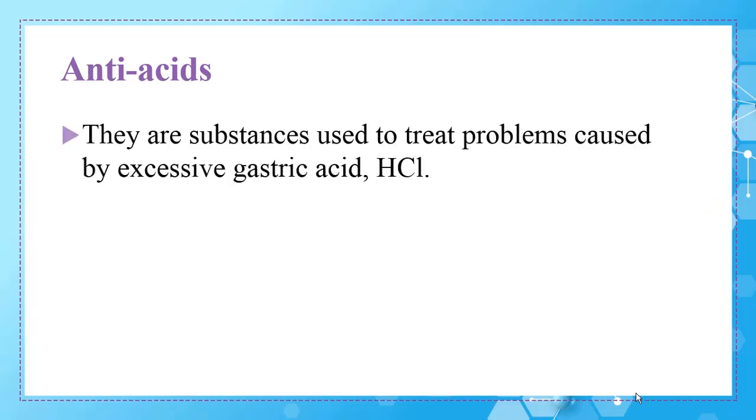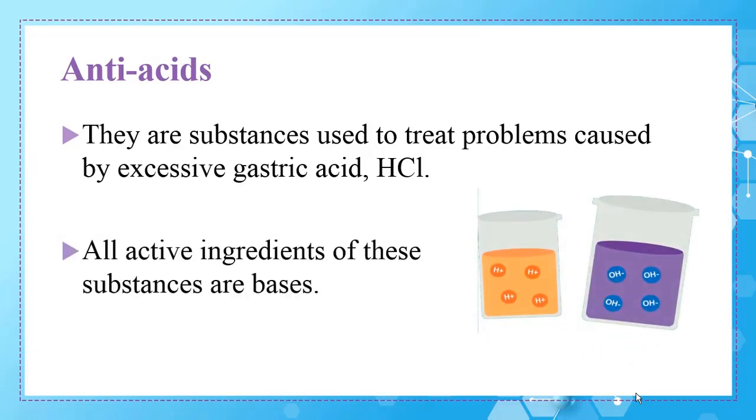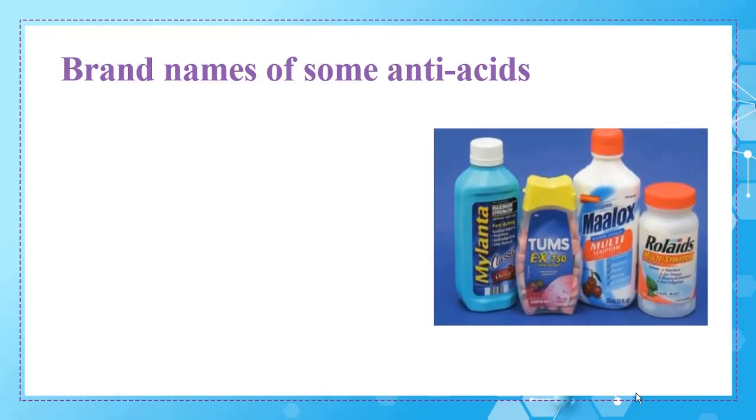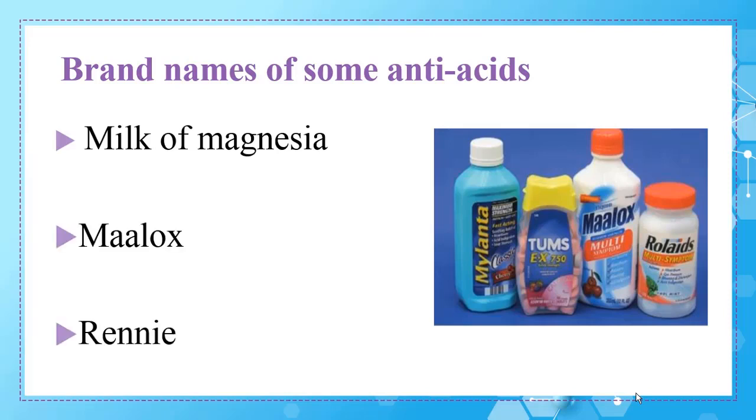So antacids are substances used to treat problems caused by excessive gastric acid HCl, and it's used to relieve heartburn, indigestion, or an upset stomach. They do this because the chemicals in antacids are of basic nature, OH-, which will neutralize the excess acid in the stomach represented as H+, so neutralizing thus the effect of the acid. Antacids come in various brand names and are available as tablets and liquids. The most common ones are the milk of magnesia, Malox, and Reni.